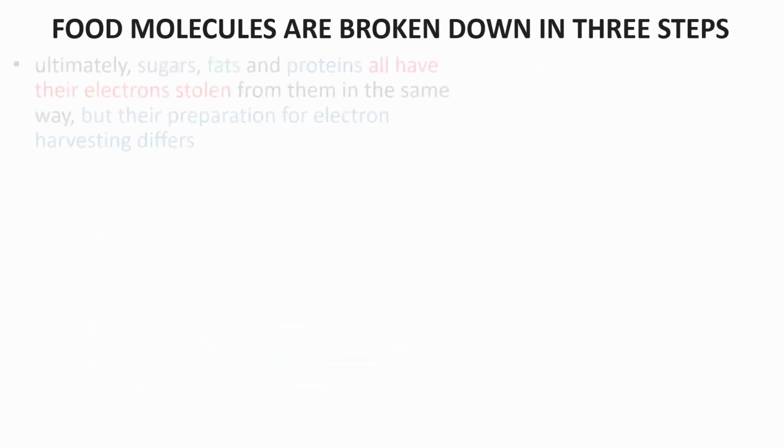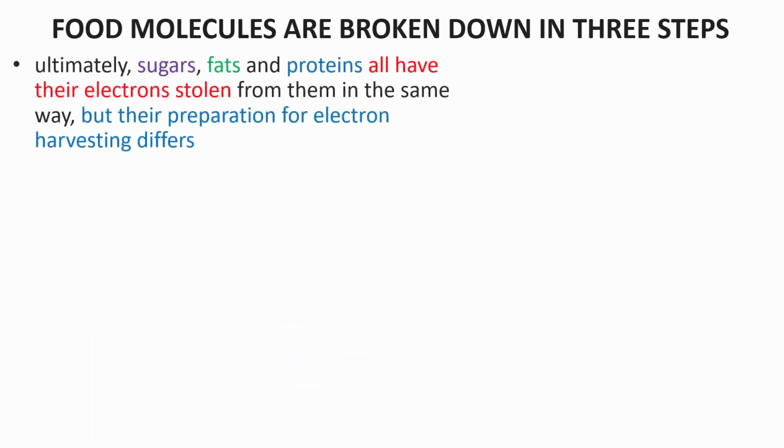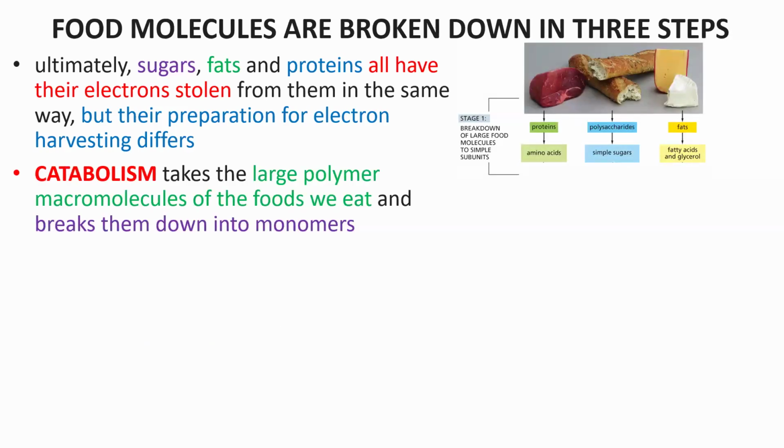Let's start with digestion. Ultimately, sugars, fats, and proteins are all going to have their electrons stolen in the same way so that their free energy can be stolen and ultimately be used to make ATP. But since these macromolecules are so different, they have to be prepared for electron harvesting in different ways. And that, of course, is catabolic. It's the breaking down of large polymers into their individual monomers.